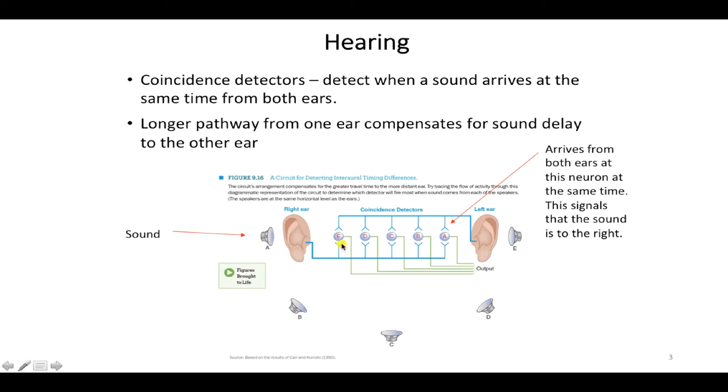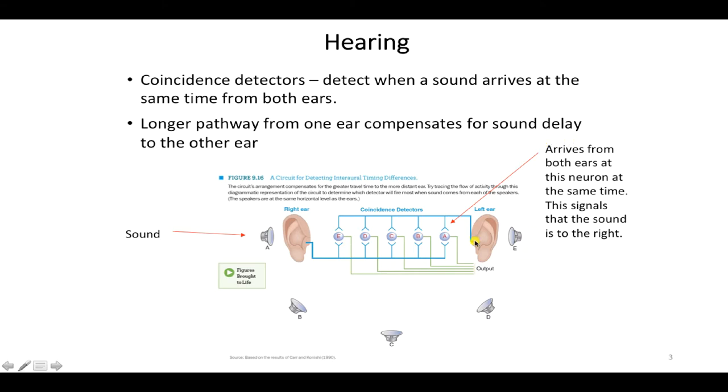If the sound inputs arrive at neuron E at the same time, the brain then knows that neuron E is getting a signal that arrived at the left ear first. Why? Because that's the only way that the signal could have taken this long route to get here and still have arrived at the same time that it got here from the right ear, which only had a short distance.